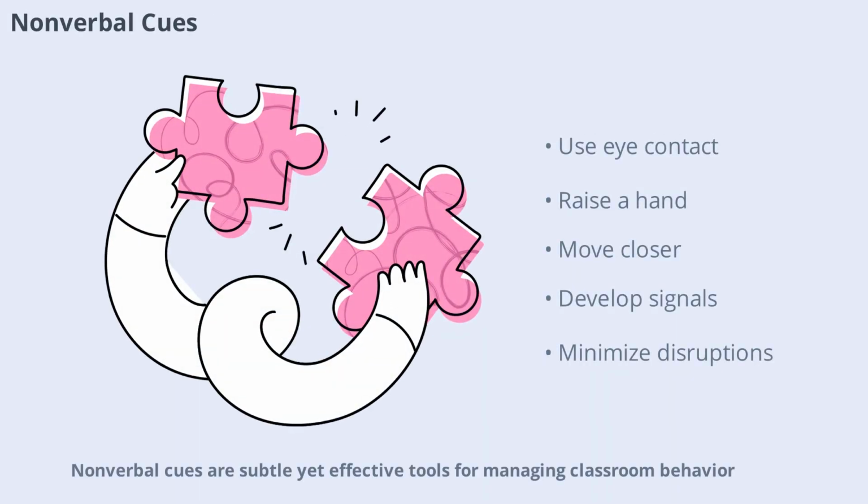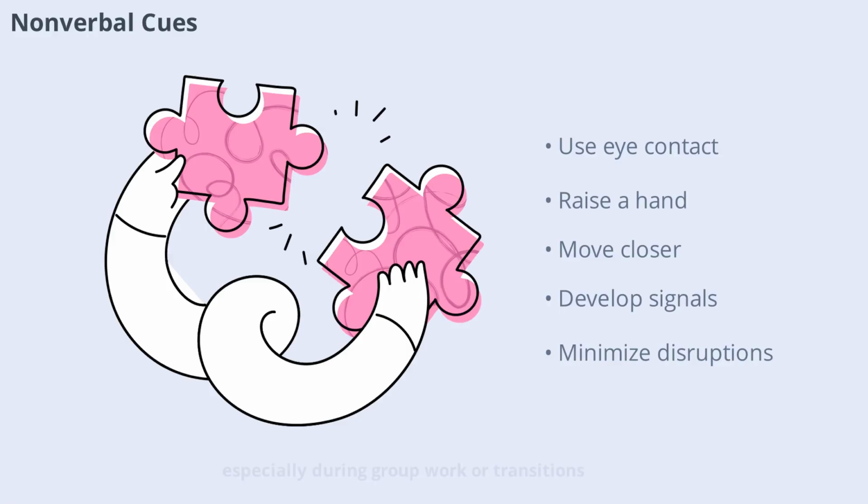Nonverbal cues are subtle yet effective tools for managing classroom behavior. Simple gestures like making eye contact, raising a hand, or moving closer to a student can redirect attention without interrupting the flow of the lesson. Develop a set of nonverbal signals that your students understand and respond to. These cues help maintain order and minimize disruptions, especially during group work or transitions.